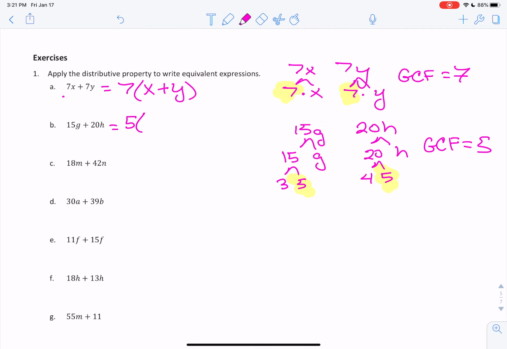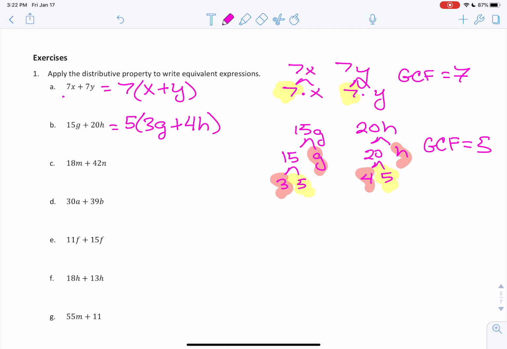So here are my leftovers. I have the 3g and the 4h. So 3g will be leftovers for the first term, and 4h will be leftovers for the second term. If you multiply that out, you get 5 times 3g, which is 15g, and then 5 times 4h, which is 20h. You get what you started with. We did it correctly.